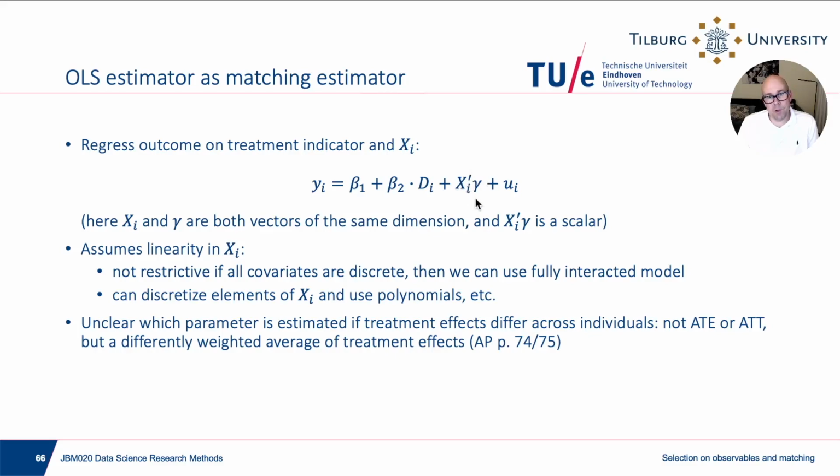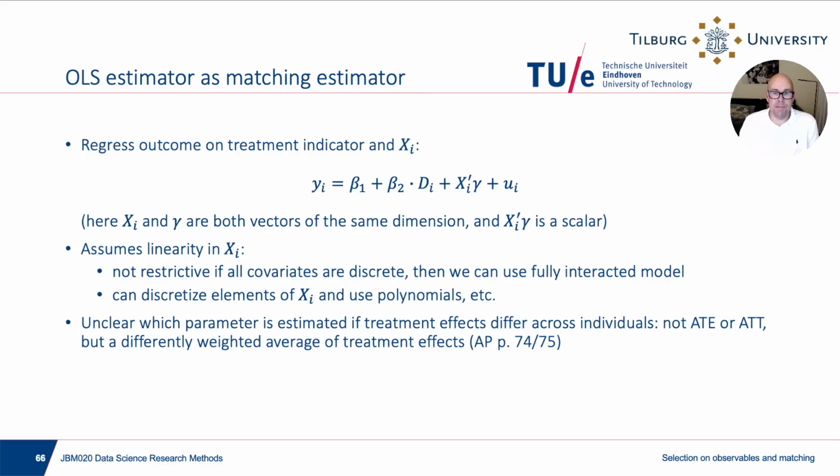So yeah, one could just do that. First of all, this assumes linearity in x_i. That is not a problem per se, especially not if all covariates are discrete. Then we can put into x_i lots of terms, so we can actually estimate a fully interacted model. We can also discretize the elements of x_i and use polynomials, etc.